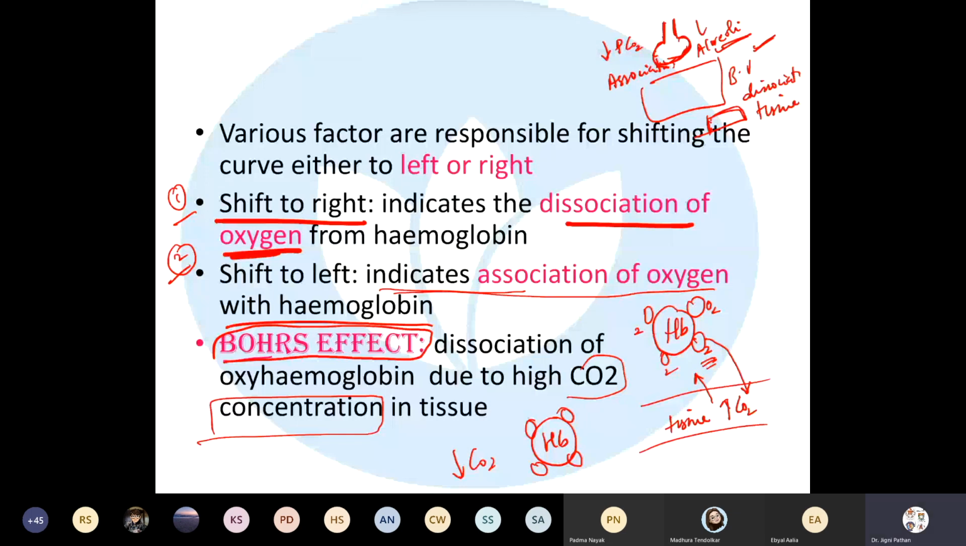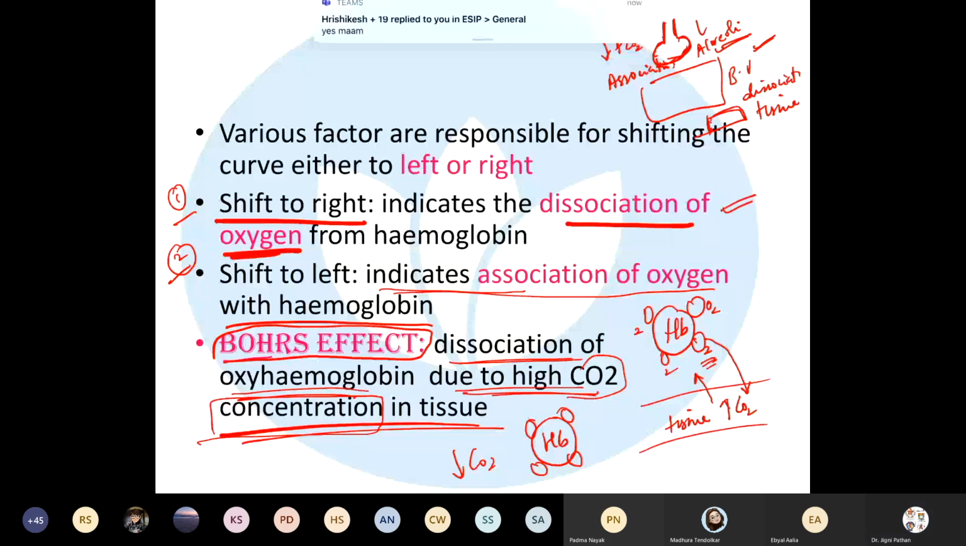What is Bohr's effect? Bohr's effect means dissociation of oxyhemoglobin due to high concentration of carbon dioxide in the tissue, which means we're talking about the dissociation, matlab shift to right. Shift to right is nothing but Bohr's effect. I said Bohr's effect is similar to shift to right. Do you agree with me, Yash?